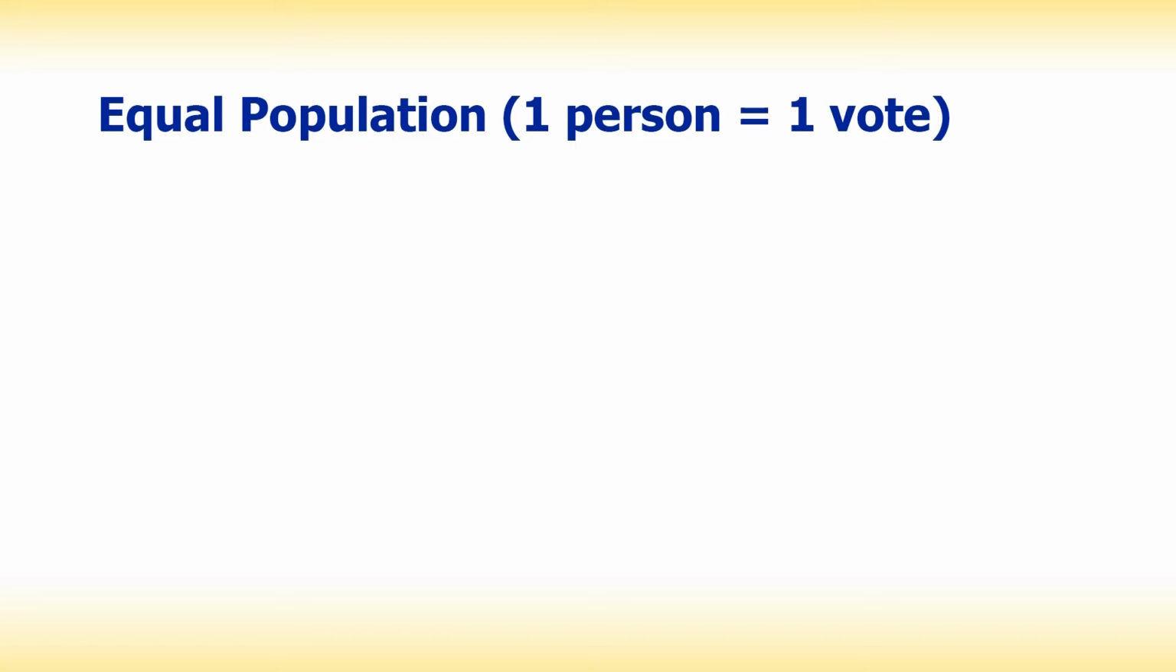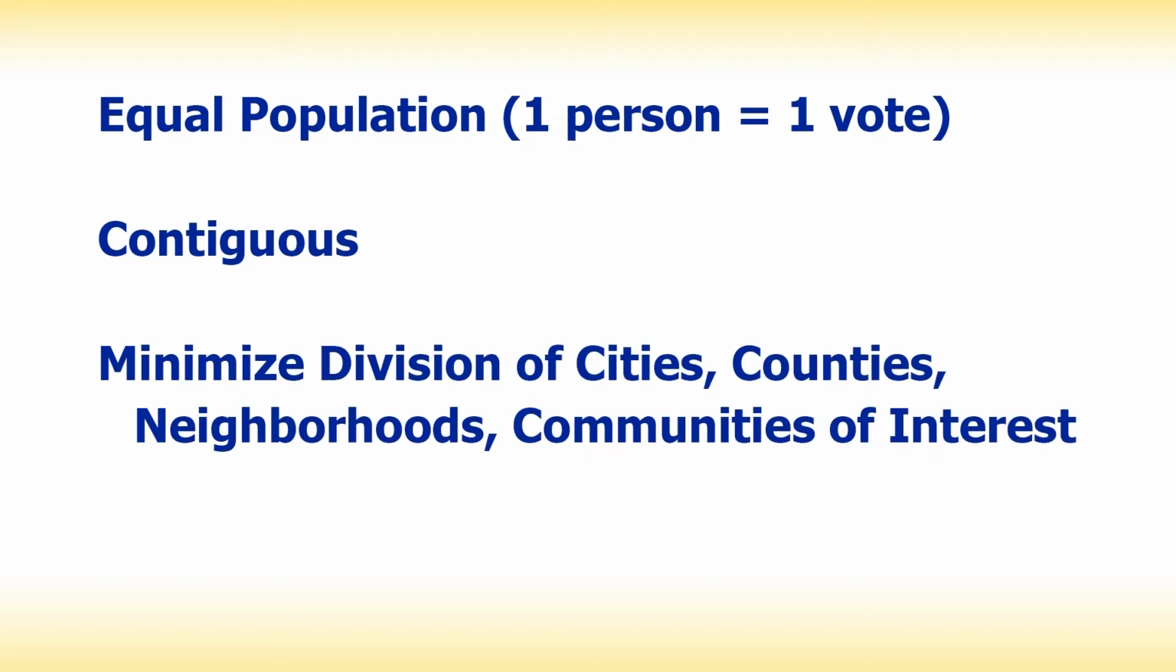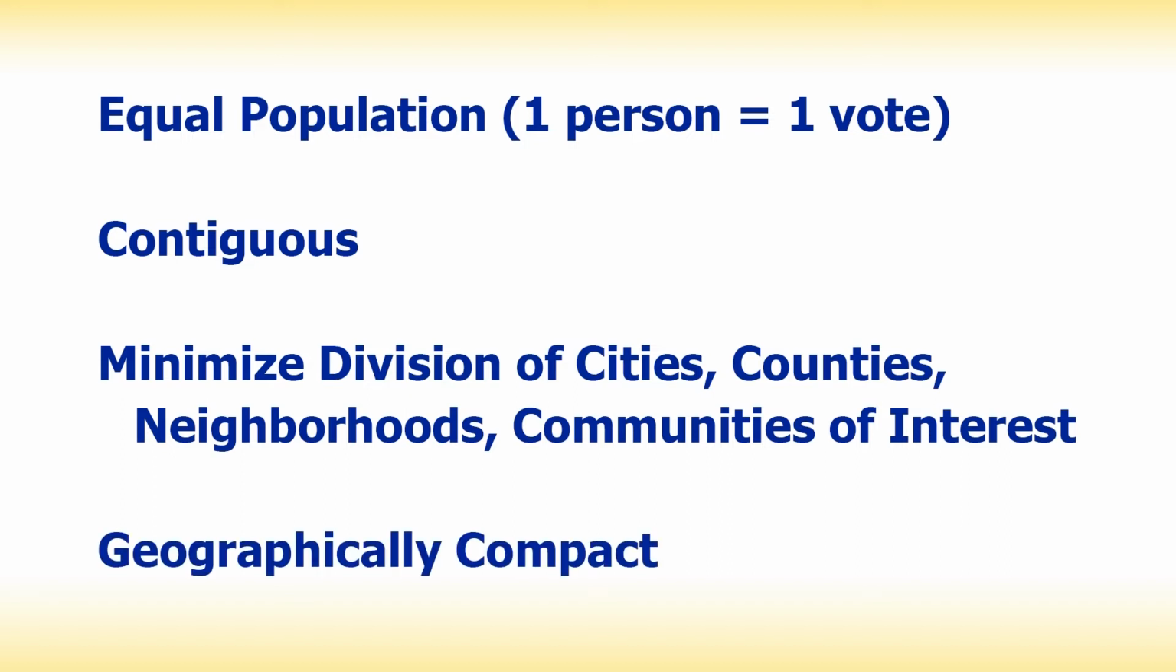Districts must be contiguous, meaning all areas of the district need to physically touch each other. District lines should minimize the division of cities, counties, neighborhoods, and communities of interest. Districts should be geographically compact, meaning that everyone in the district should live as near to each other as possible and not be spread out across the district. Where possible, each Senate district should be adjacent to the Assembly districts, and Board of Equalization districts shall be composed of 10 complete adjacent state Senate districts.